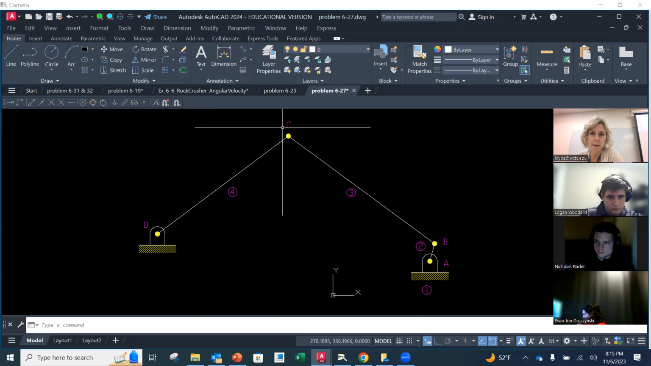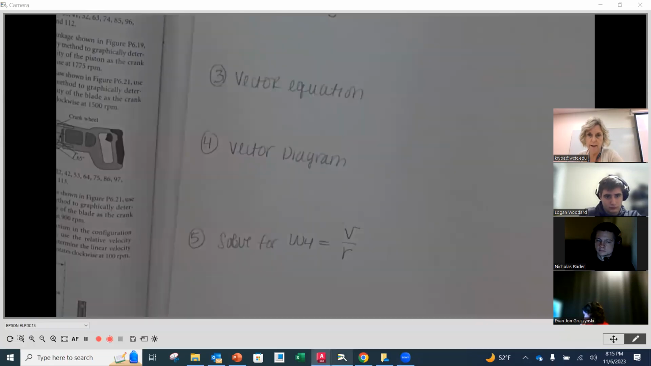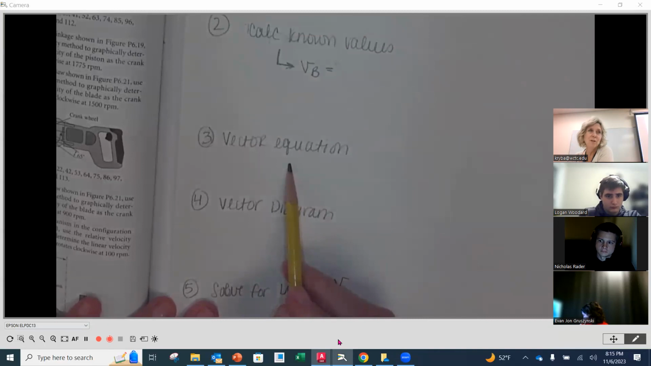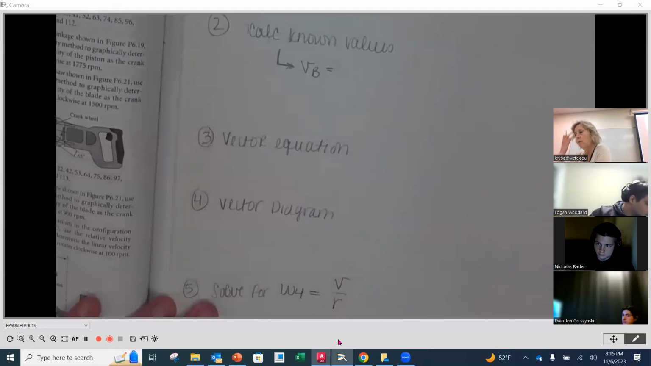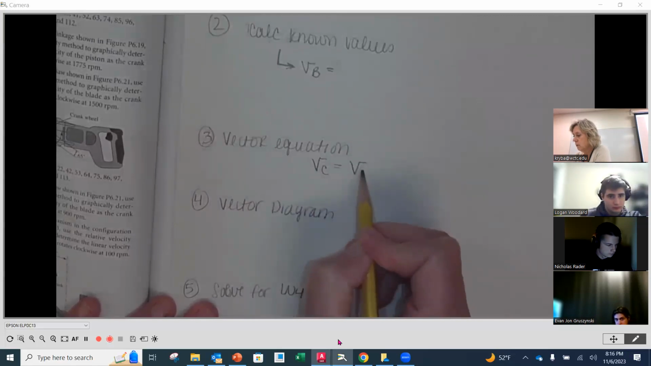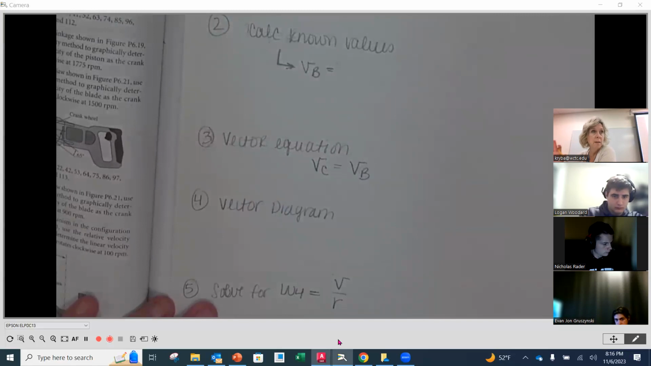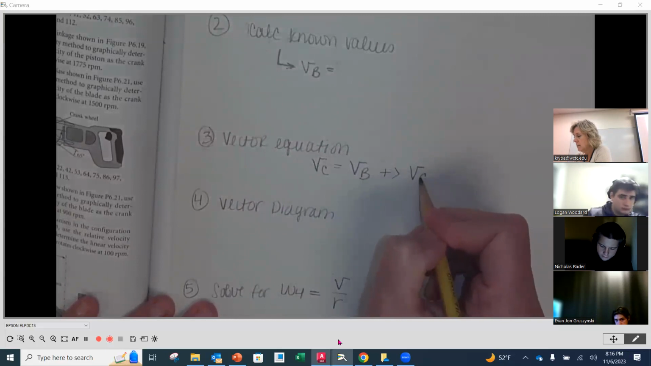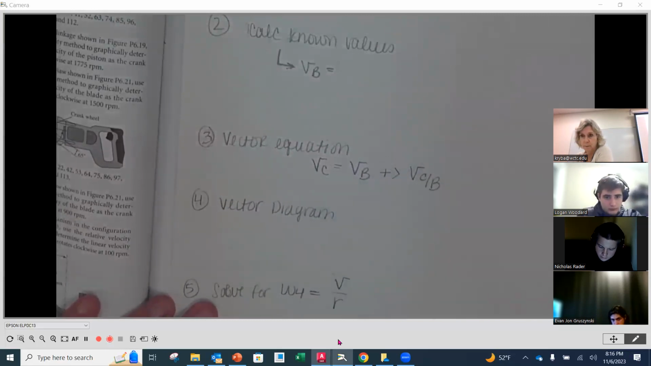Okay, so that means I need to get the velocity of C. If I go back underneath here, my vector equation, which is going to be familiar, we've been revisiting this very same equation for a 4-bar mechanism, is going to be the velocity of C equals the velocity of B, because B is on the crank where we know all the information, plus vectorially the velocity of C relative to B.